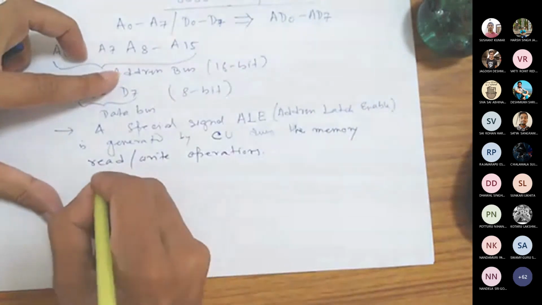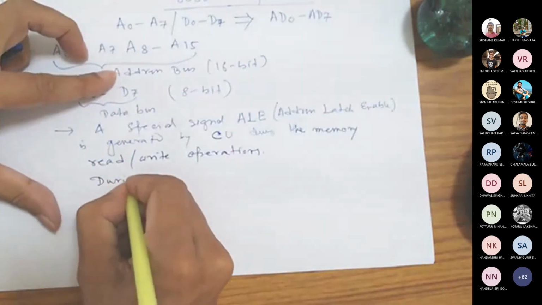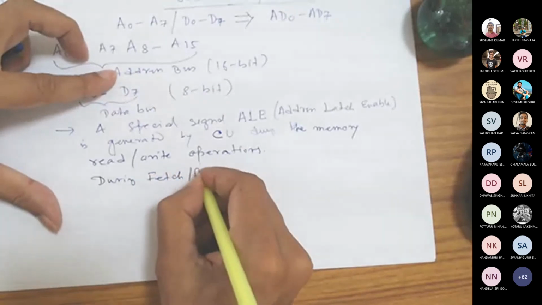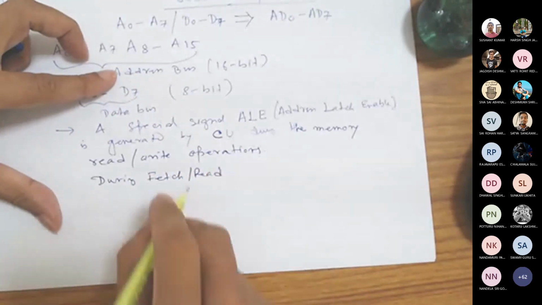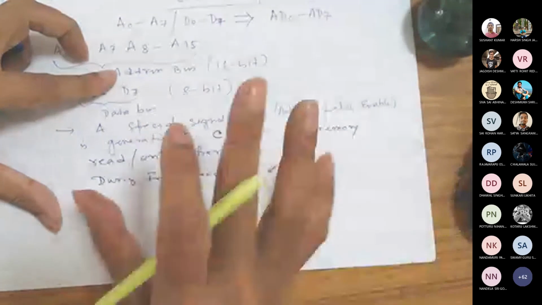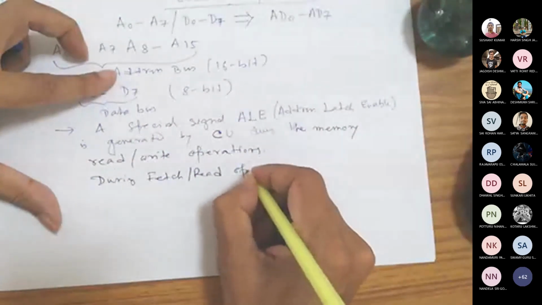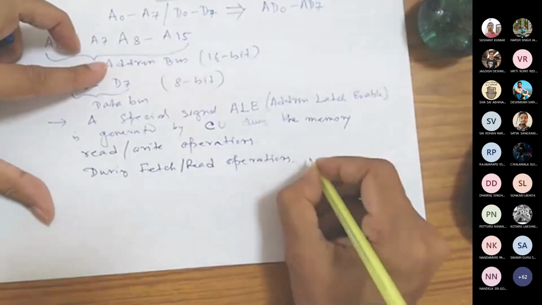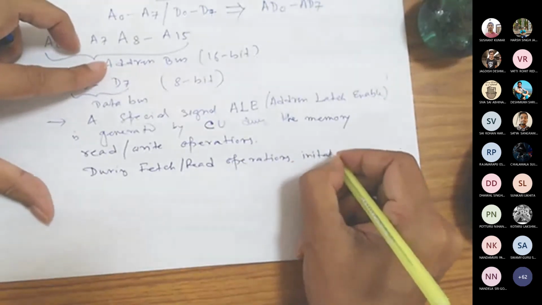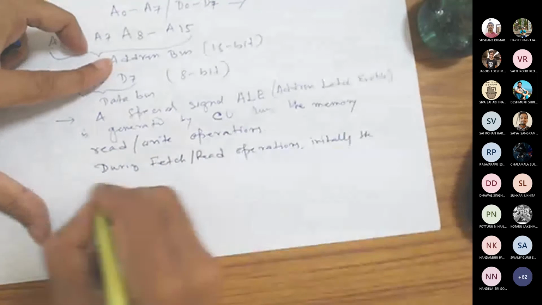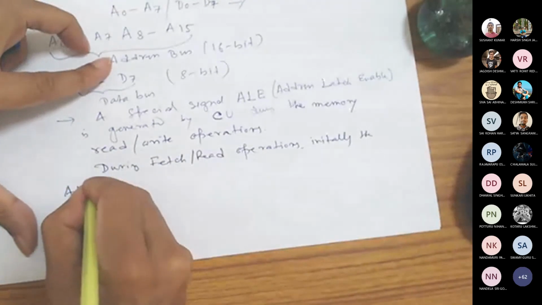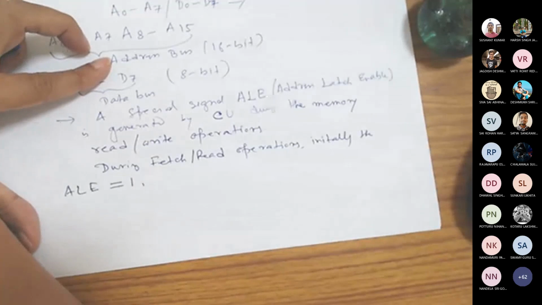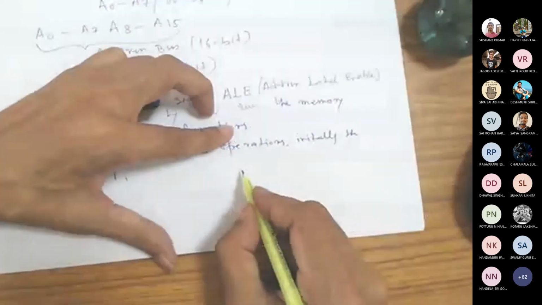So how does it work? During fetch or read, both are read type operations, fetch or read, both are the same, memory read operations, initially the ALE is high, 1. So the circuit looks like this.